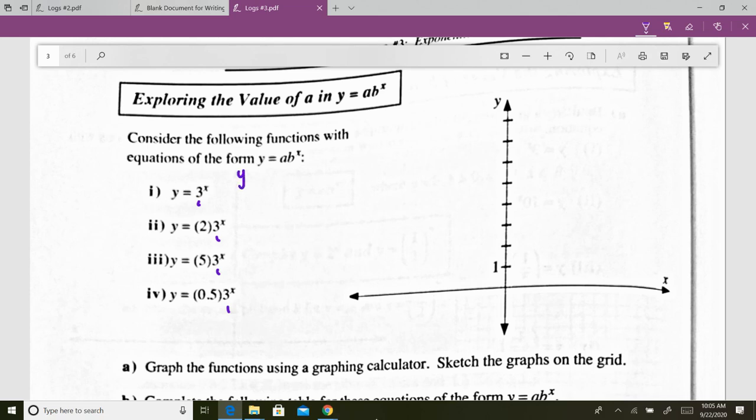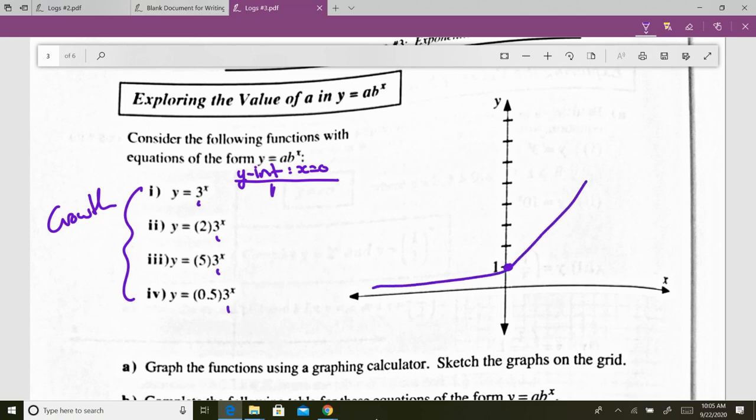Let's do the y-intercept. Remember, that's when x is 0. So for the first one, just say all growth. 3 to the power of x. If I put a 0 in for x, I get 1. So the graph looks like that. It's a really bad graph, but it works.